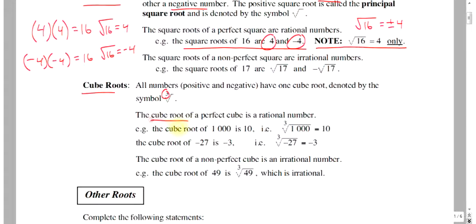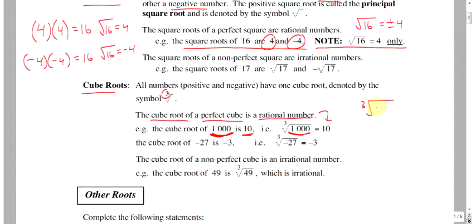Cube root of a perfect cube is a nice number. Here's an example. Is there a number multiplied by itself 3 times to give us 1,000? Well, it's telling us what it is. 10 times 10 is 100 times 10 is 1,000. So the cubed root of 1,000 is 10. Okay? That's a rational number because this is a perfect cube.